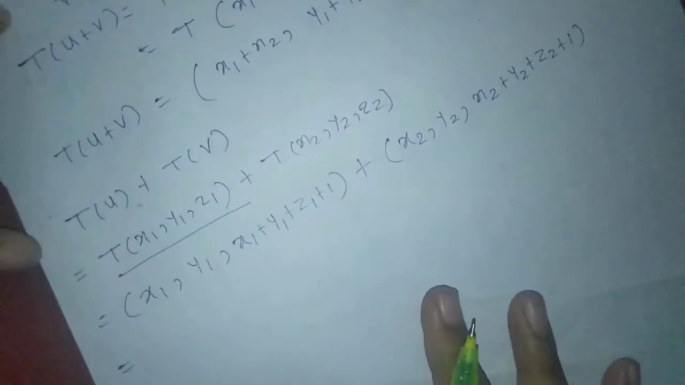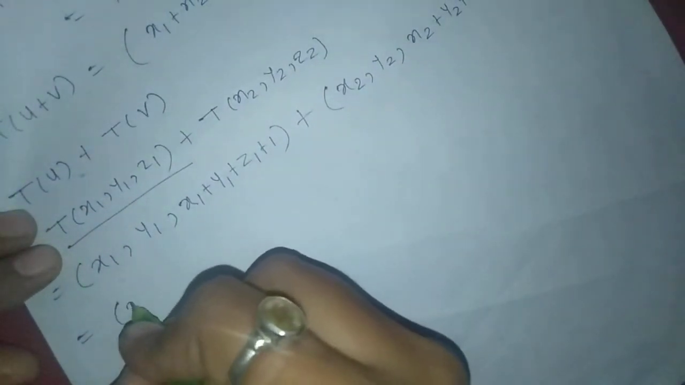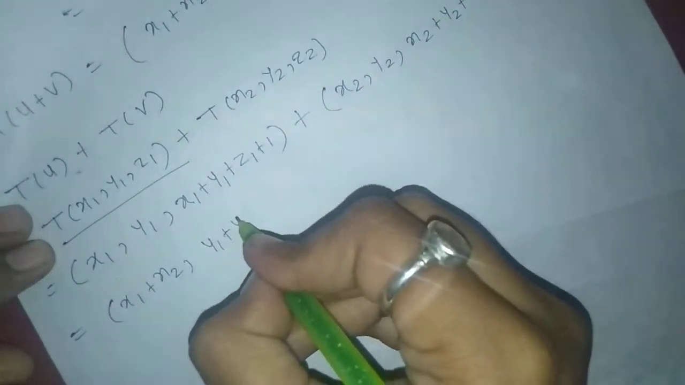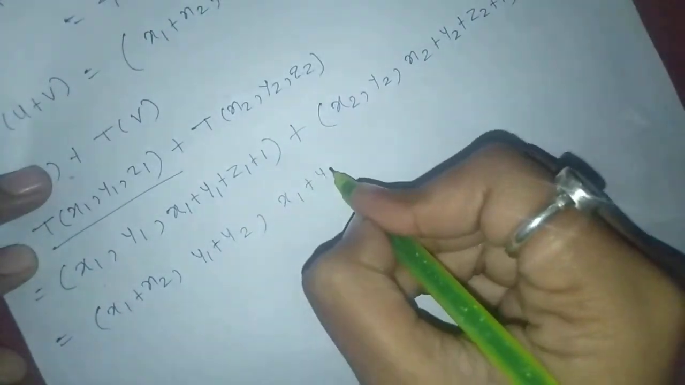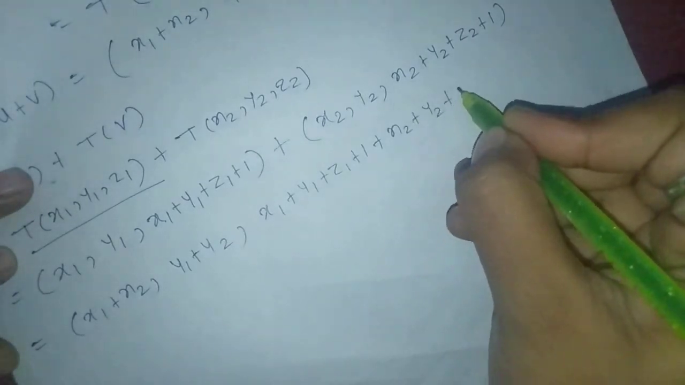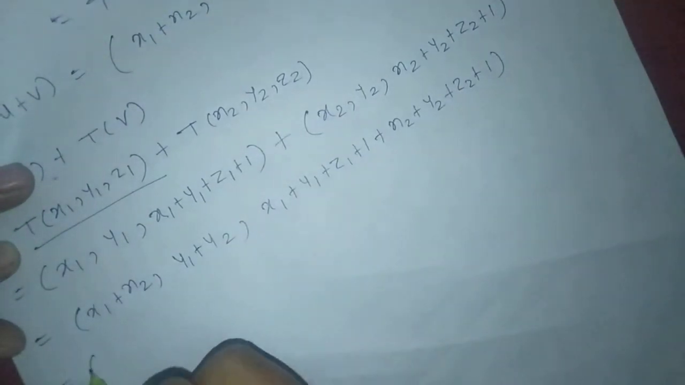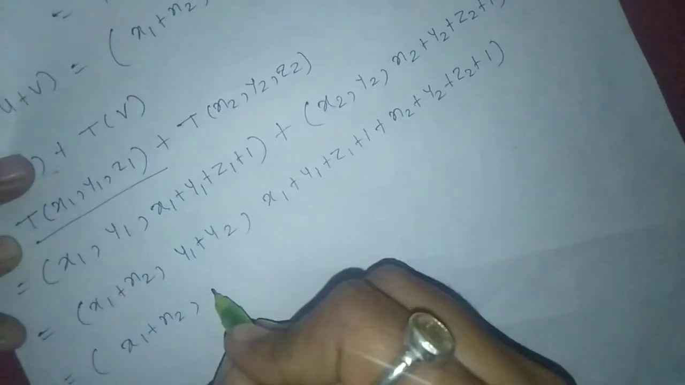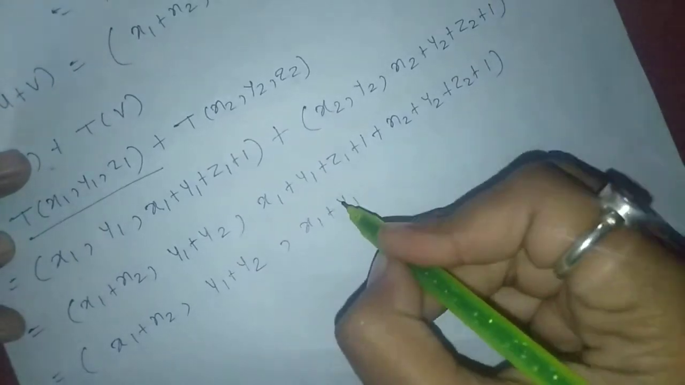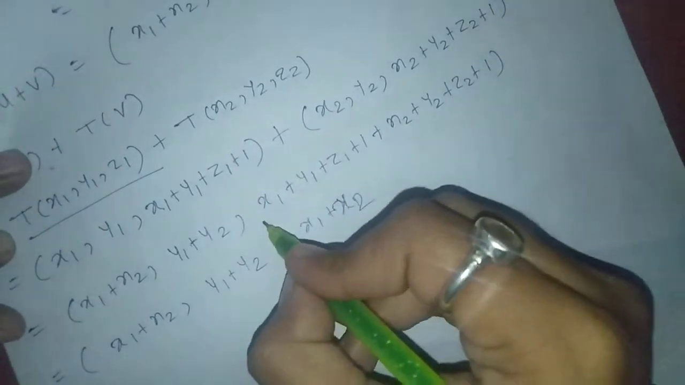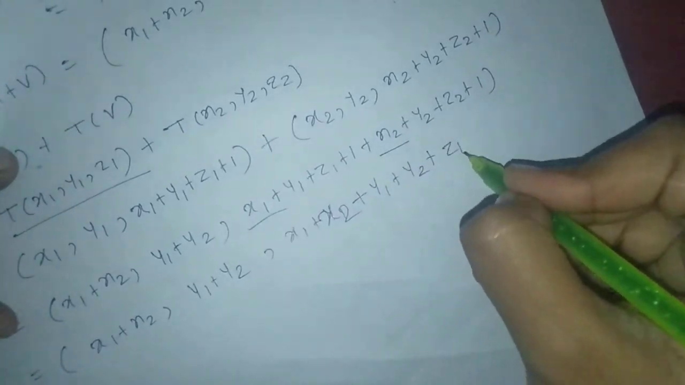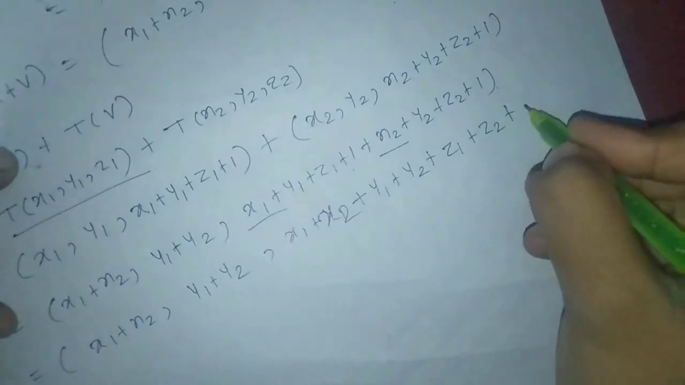Now add these two, we get (x1 plus x2, y1 plus y2, x1 plus y1 plus z1 plus 1 plus x2 plus y2 plus z2 plus 1). Arrange these, we get (x1 plus x2, y1 plus y2, x1 plus x2 plus y1 plus y2 plus z1 plus z2 plus 1 plus 1), and 1 plus 1 is 2.